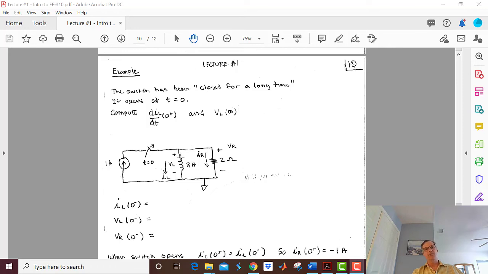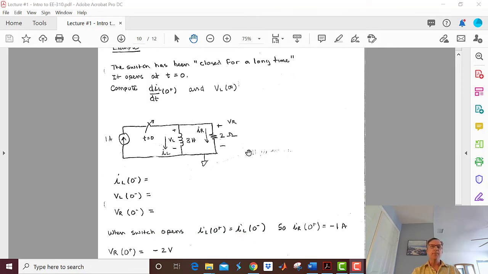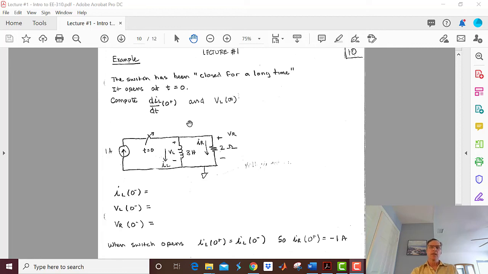Hey, that changes the voltage across the inductor quickly. But that's one of my rules: I can change the voltage across the inductor quickly. So I think I understand this. I'm happy with this. So let's see what we're asking. I want di/dt at 0 plus.